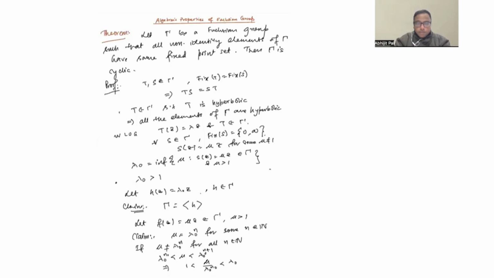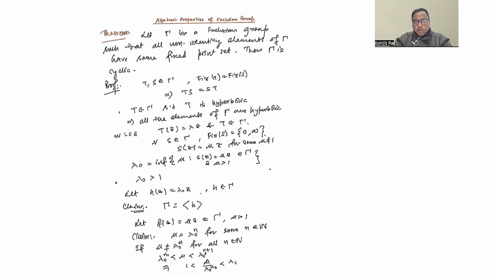The first theorem is the following. Let us take a Gaussian group and suppose all the non-identity elements of that Gaussian group have the same fixed point set. Then we'll prove that that Gaussian group is a cyclic group.